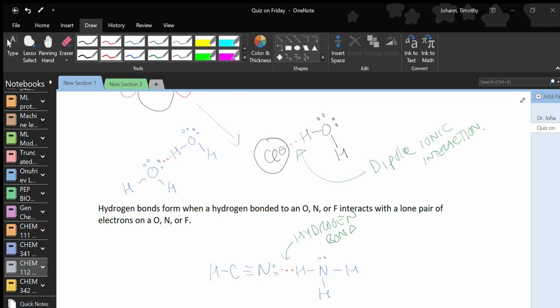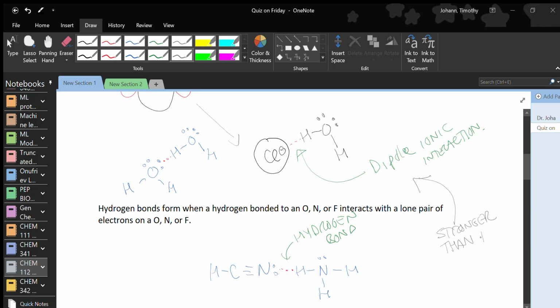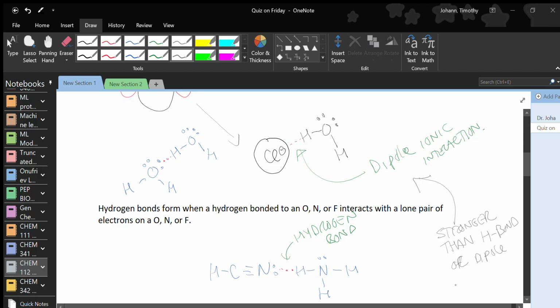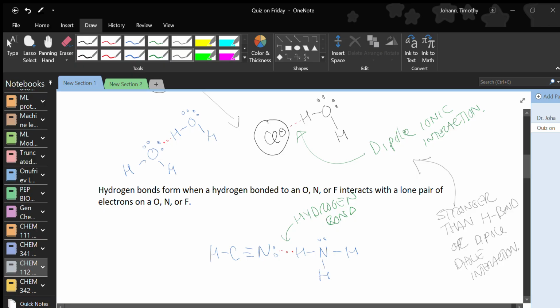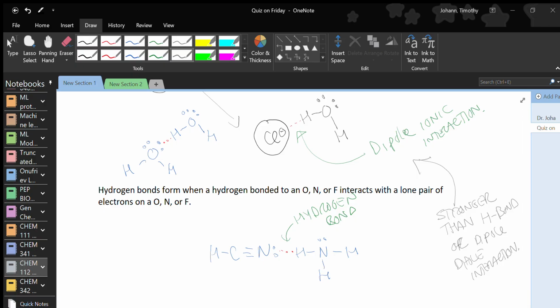Okay, so this right here, this is stronger than an H bond, a hydrogen bond, or a dipole-dipole interaction. Okay, does that make sense? Great questions. Okay, so it's all about the charges.